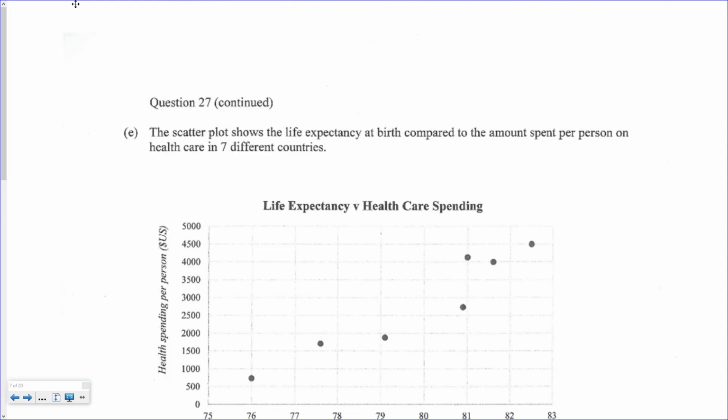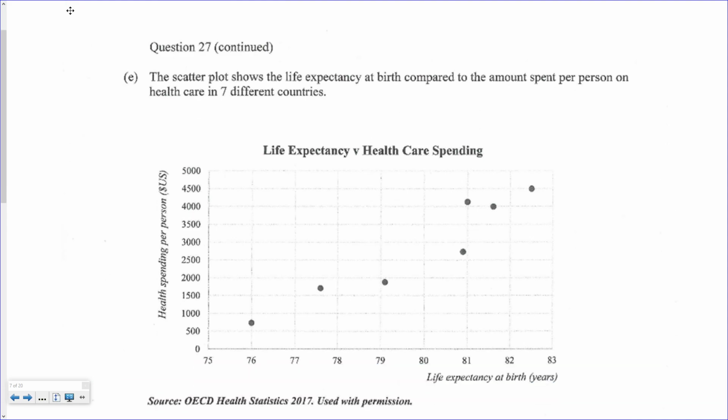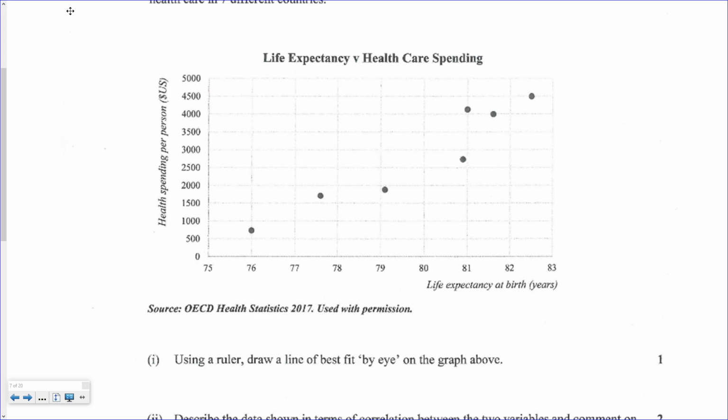Going into this next question, here we have this scatter plot showing the life expectancy at birth compared to the amount spent per person in healthcare in these 7 countries. Using a ruler, we want to draw a line of best fit by eye on the graph above. Now, it's going to be tricky for me to do this question with a ruler because it kind of stuffs up the smartboard, so you're going to have to bear with me.